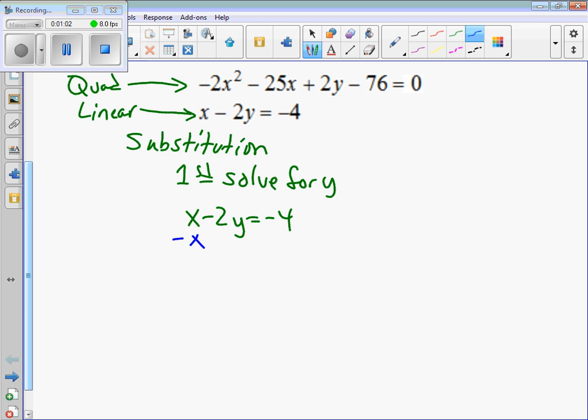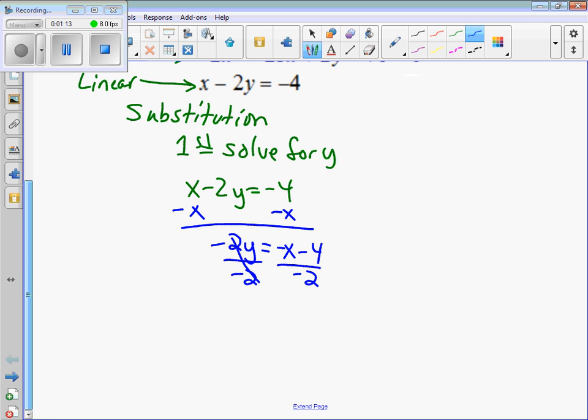Subtract x, divided by -2. And to simplify this a little bit more, -1x over -2 is the same as 1/2 x. 4 divided by 2 is 2, and 2 negatives would be +2. So I have y solved for.